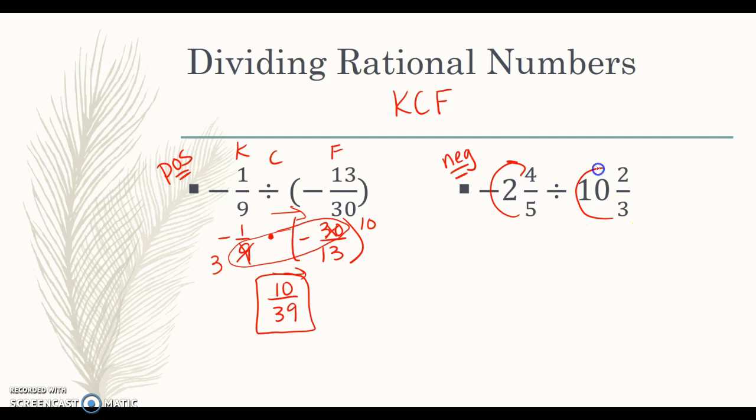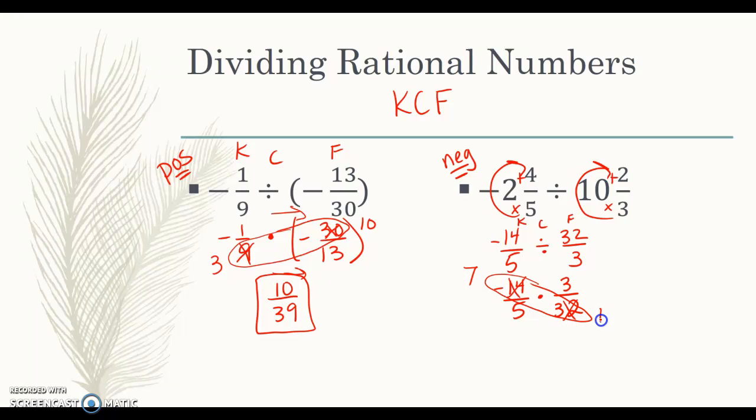We're going to turn both of these mixed numbers into improper fractions. So our negative 2 and 4/5, we've got negative 14/5. I'm going to keep this division until I've turned these into improper fractions. So 3 times 10 is 30, plus 2 is 32 over 3. So now I'm going to do my keep, change, flip. Negative 14/5 multiplied by 3 over 32. Now 5 and 3, I can't do any cross canceling there, but 14 and 32 I can. They are both even, so I know I can divide them both by 2. My 14 becomes a 7, and my 32 becomes a 16.